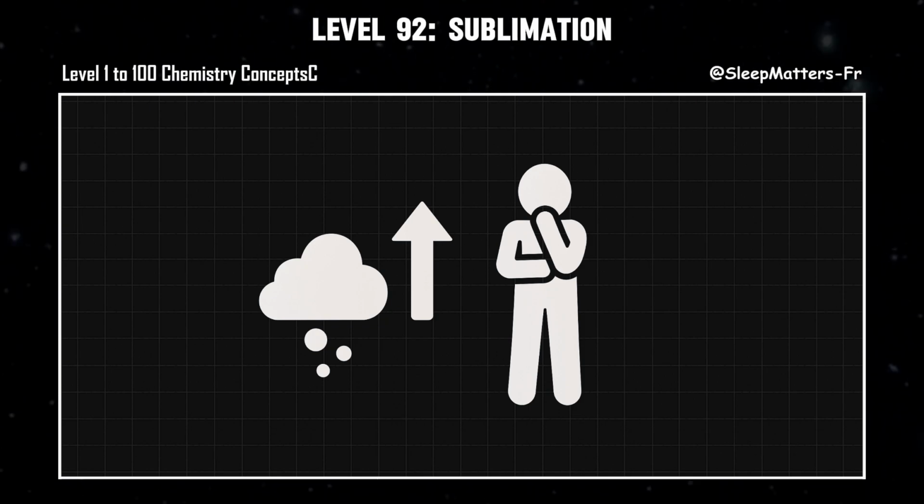Level 92. Sublimation. Have you ever lost something without a trace? A friend who suddenly disappears, a feeling that vanishes without warning, a love that fades without a goodbye. That is sublimation. It is a transformation that leaves no trace, a change from solid to gas without ever becoming liquid. Imagine a beautiful snowflake landing on a warm palm, but instead of melting, it just disappears. It is gone, as if it was never there.